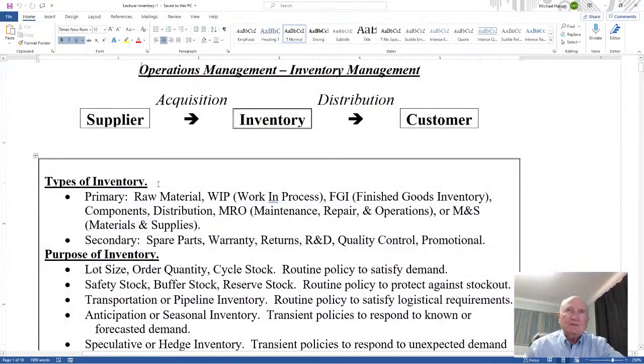First in the notes, I start with the input-output model. You acquire items from your supplier and they go into your inventory. You distribute items to the customer, which decreases inventory. So the acquisition will increase inventory, and distribution will decrease inventory.